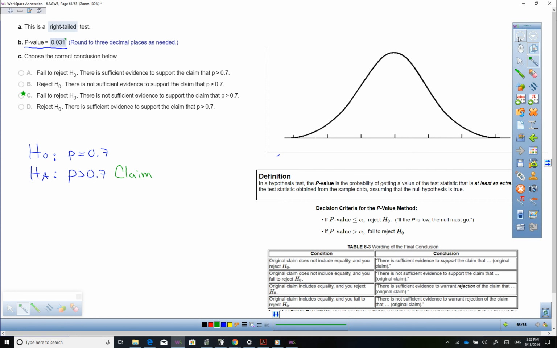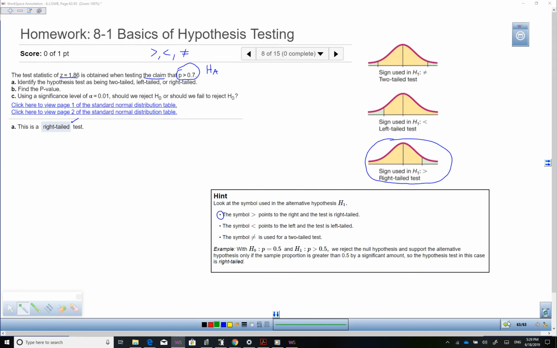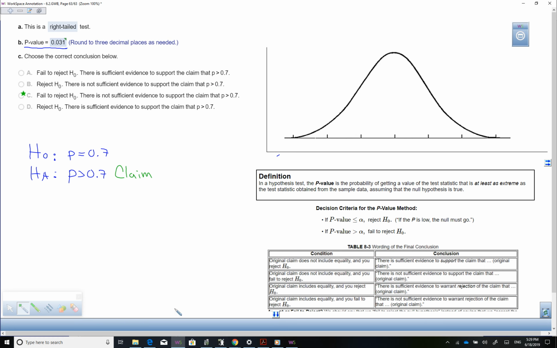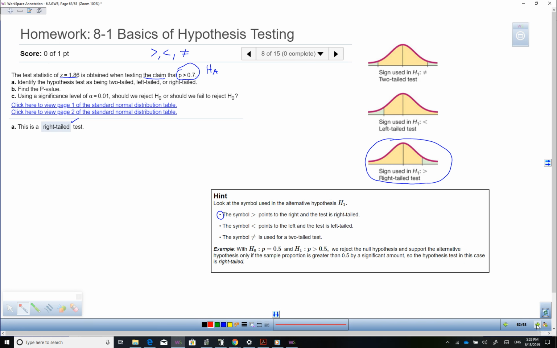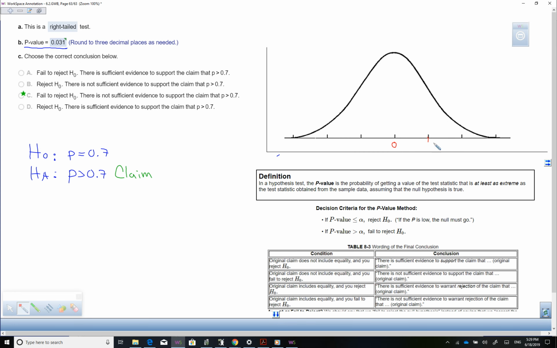The test statistic is 1.86. So 1.86, let me mark the mean, which is 0. Since the test statistic is a z-value, 1.86 again, it will be located maybe this far away, here. Z equals 1.86.